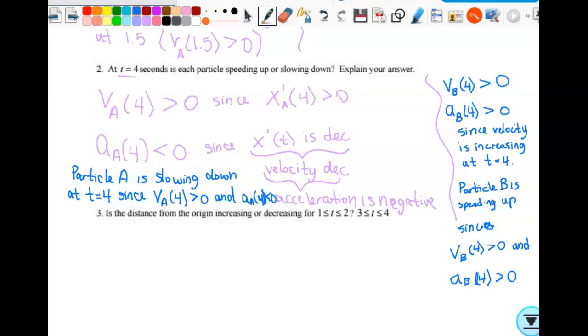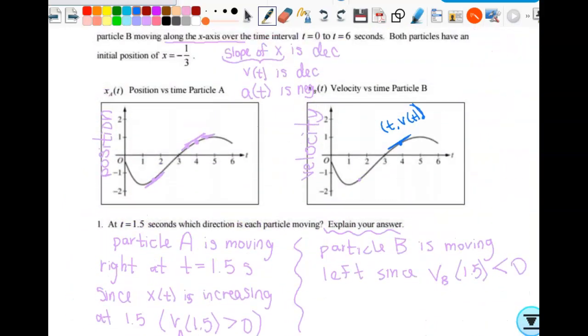Oh man, I only have 3 minutes? Okay. All right, let's try to get through one of these. Let's focus on the time interval 1 to 2. Time interval 1 to 2 is the distance from the origin, and we're talking about both particles. We'll start with particle A. Is the distance from the origin increasing or decreasing on that interval? Particle A, and I'm looking at this interval here, from here to here.